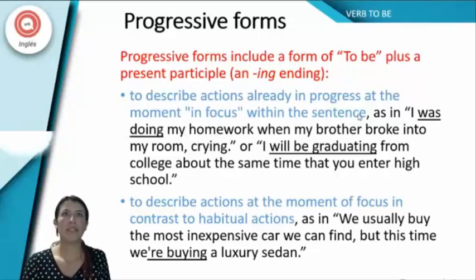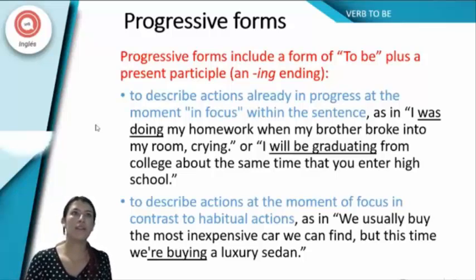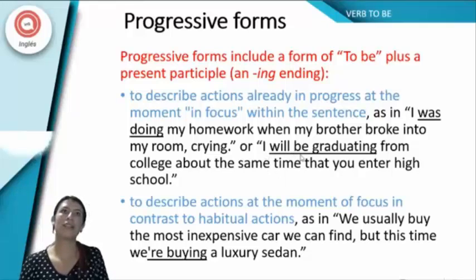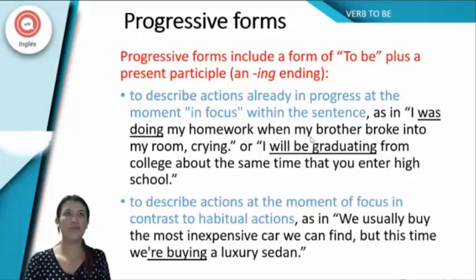Muy bien, las formas que tienen ing. O tenemos aquí, I will be graduating from college about the same time that you enter high school. Aquí estamos hablando del futuro, ¿no es cierto? Pero entonces estamos hablando del futuro con el verbo ser o estar y lo mismo, una forma progresiva que termina en ing. Yo me estaré graduando de la universidad al momento en el que tú estás entrando a bachillerato, ¿no es cierto?